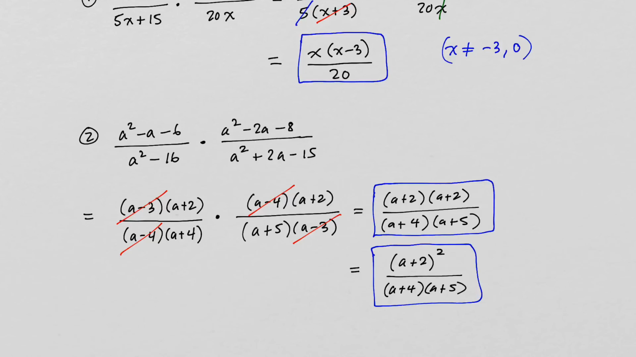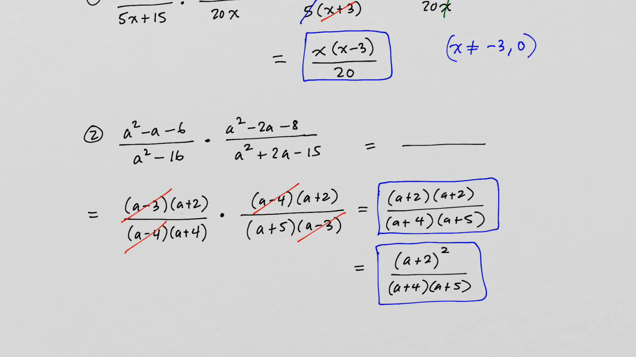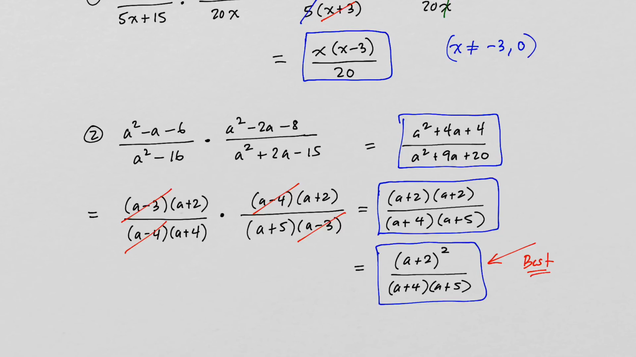And just to play devil's advocate here, another way you will sometimes see this answer written is that they will multiply out these polynomials here. And if you do that, you get the following. All of these answers are acceptable. Personally, I think this one here is the best. But I want you to understand that all of these are okay, because we've done the simplifying. We've simplified as much as we can.